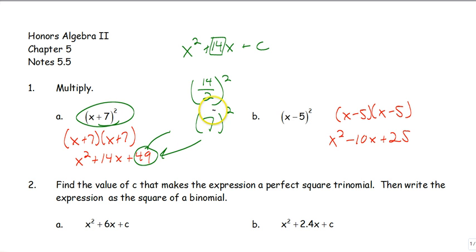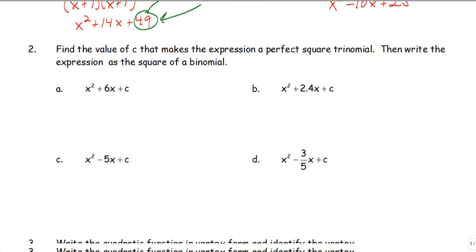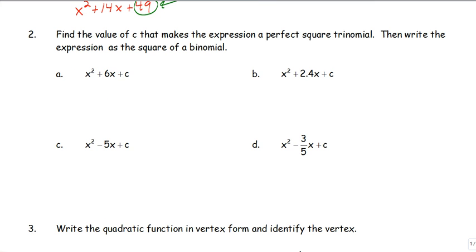And then when you factor it, this 14 divided by 2 number is the number that shows up in the factored form, the square of a binomial. So let's do a couple of those on this page right here. Find the value of c that makes the expression a perfect square trinomial. Then write the expression as a square of a binomial.